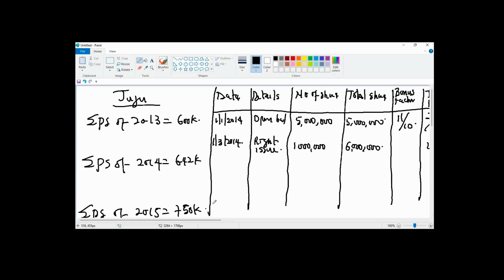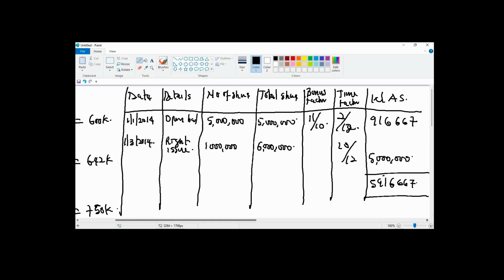The table we used to calculate, we created date, details, number of shares, total shares, bonus factor, then time factor, weighted average. Now, if the question is giving us both rights issue and bonus again at some point in the future, more than that today. Okay. That means you have not gone through the material I sent.